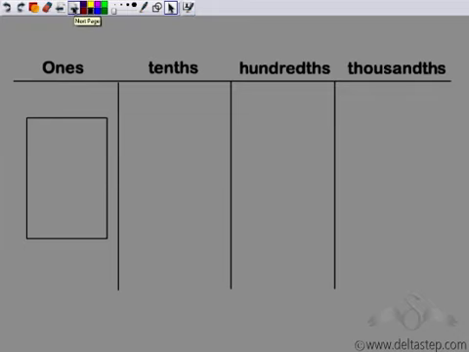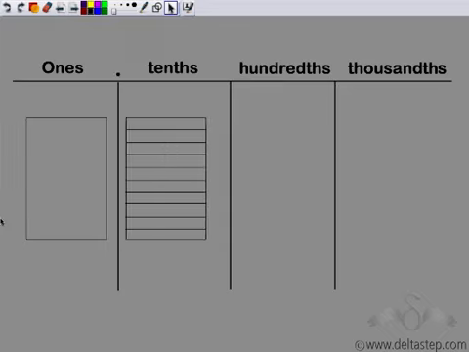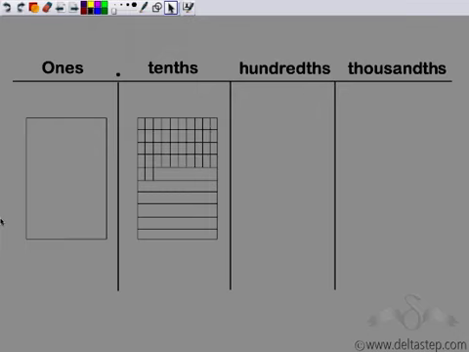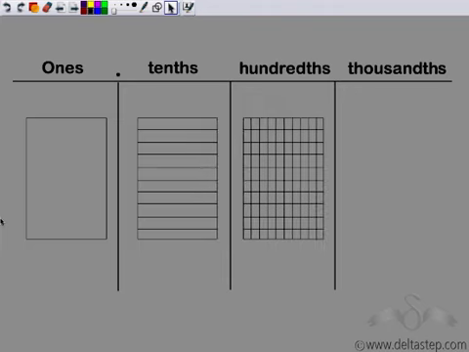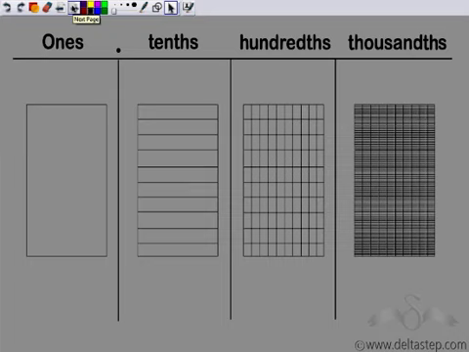Now let us try to see what ones, tenths, hundredths, thousandths actually indicate. So let's say that we have this ones. If I divide it into 10 equal parts, I get tenths. Further, on dividing each tenth into 10 equal parts, I get hundredths. And further, if I divide each hundredth into 10 equal parts, I get thousandths. So this is what I get: ones, tenths, hundredths, thousandths.